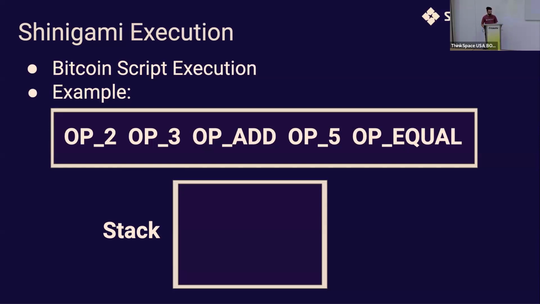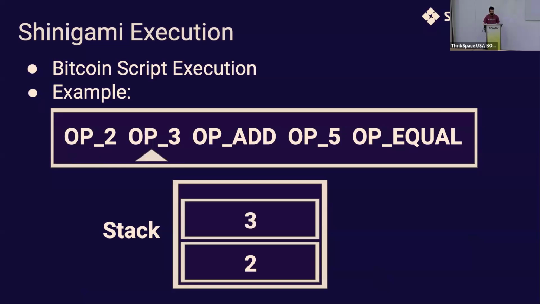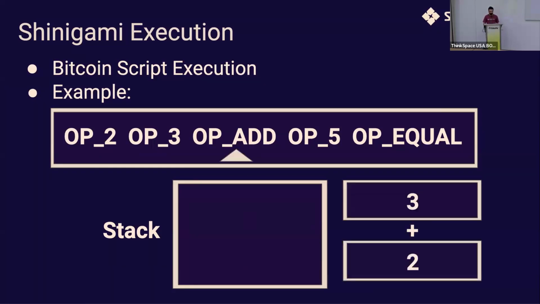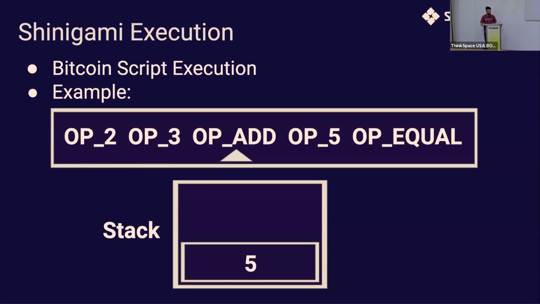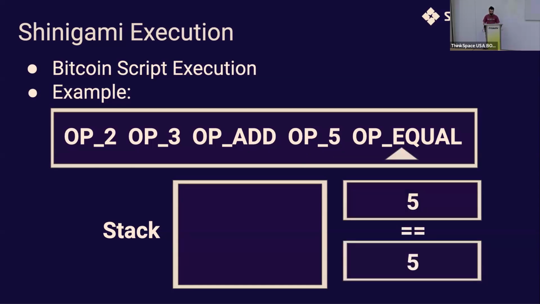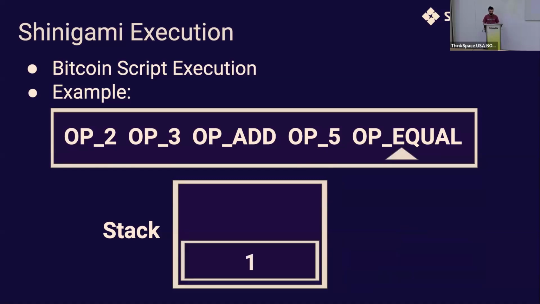This is a very, very basic example where we're just adding some numbers together and comparing that they're equal. We start with OP_2, which will push 2 onto the stack. Bitcoin script is a stack-based language, so every opcode interacts with the stack. OP_2 will push 2 onto the stack, OP_3 will push 3, and then OP_ADD will take those two numbers off the stack, add them together, and then put the result back onto the stack. So we end up with 5. OP_5 will push 5 onto the stack, and then OP_EQUAL checks that the two values on the stack are equal, and if they are, it'll push a 1 onto the stack. Since 5 is equal to 5, we get 1.